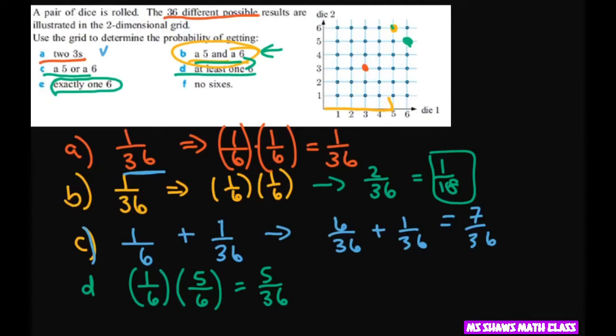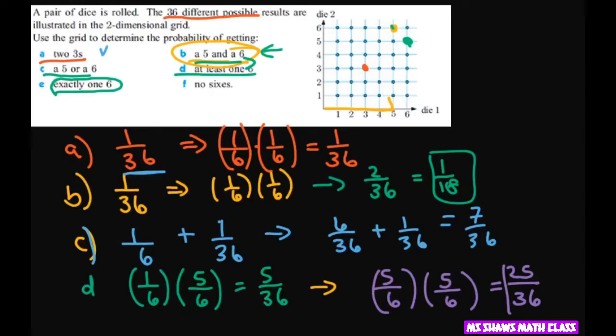And no 6s would be 5 out of 6 for the first, and the second one also has to be 5 out of 6. So that would give you 25 out of 36. Or you could look at the grid here. So no 6s would be these 25 here.